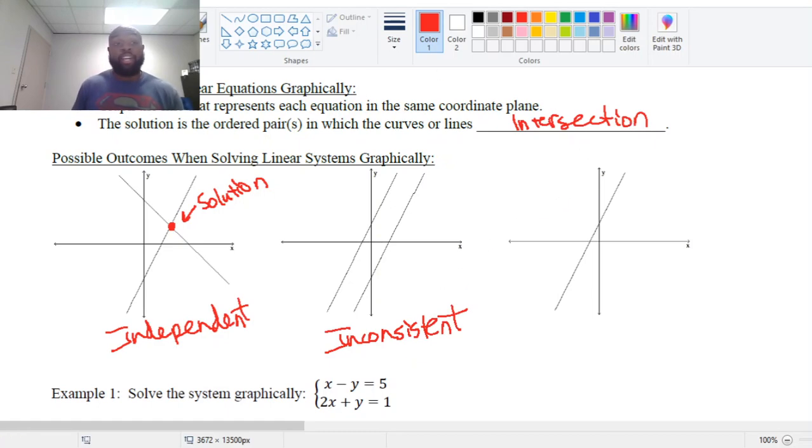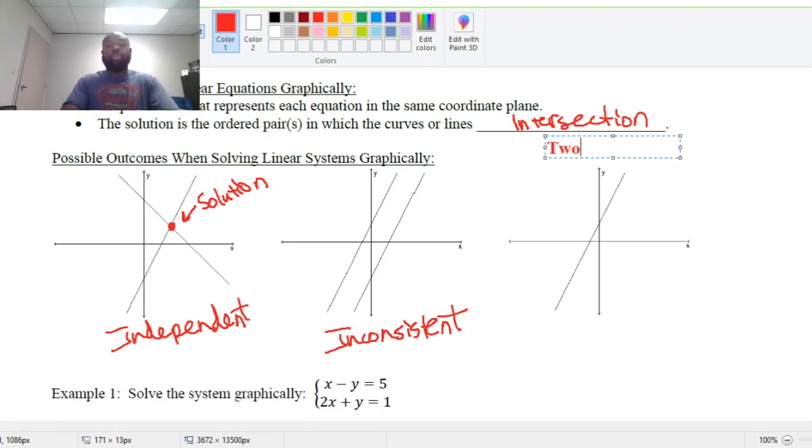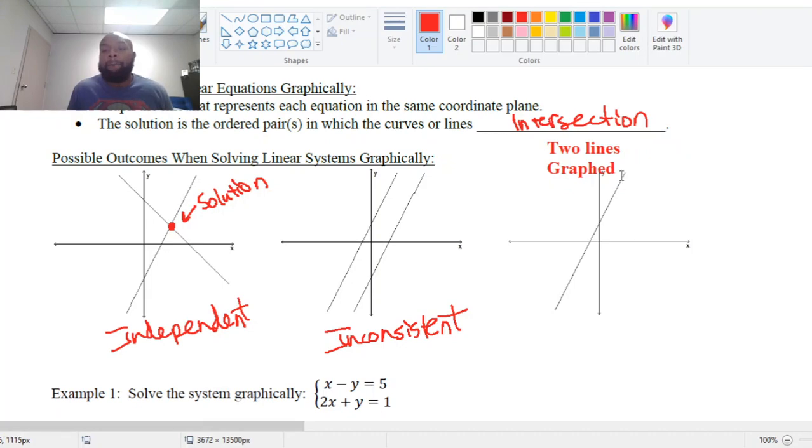Now, in this picture there are actually two lines graphed, but we only see one line. This is because the lines are overlapping each other. Sometimes when we're given a system of equations, although the equations look different, they're probably just a constant multiple of each other.